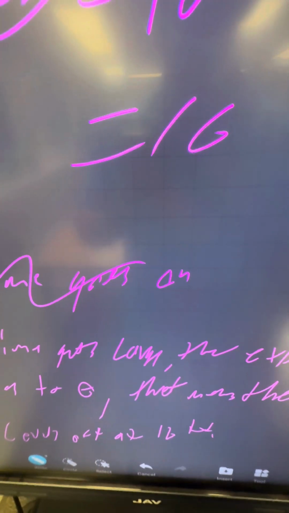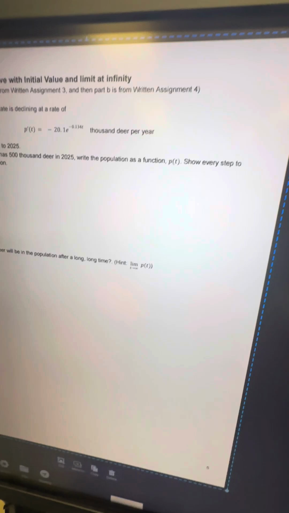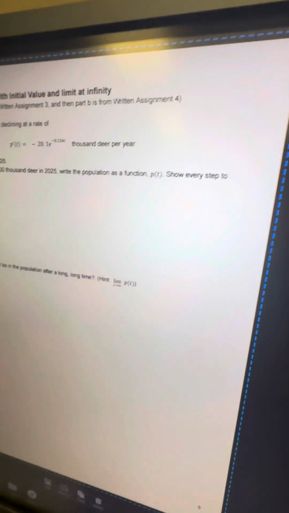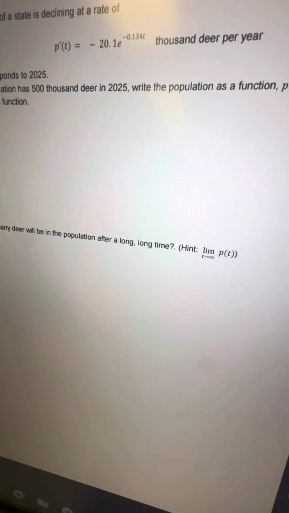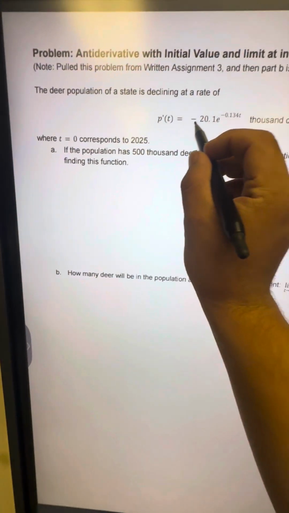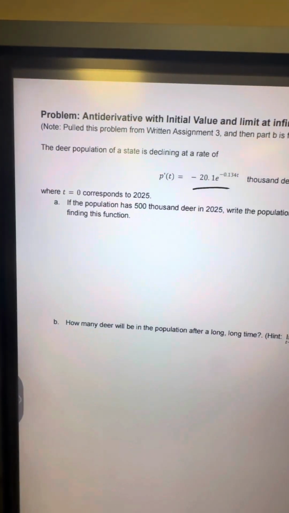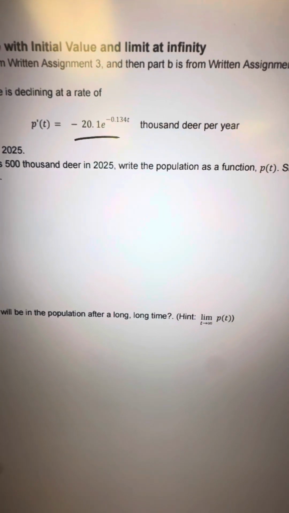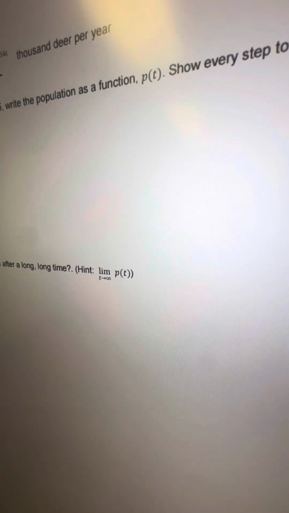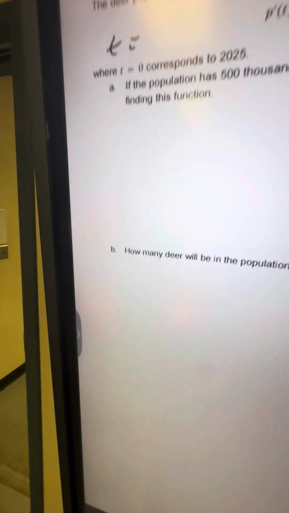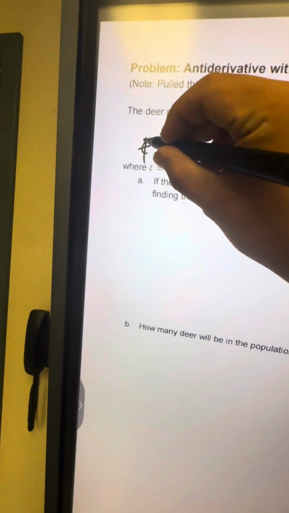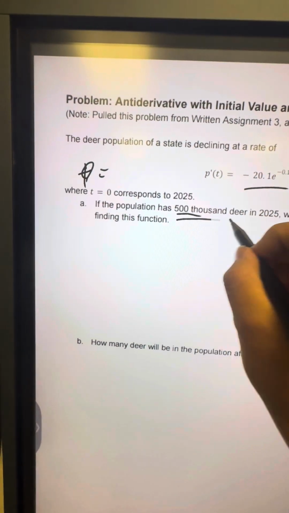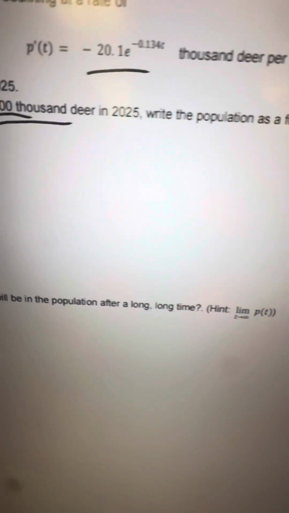Now I'm gonna cut the video and go to the corrected page. All right, it's pretty much another integrating problem. So we have given this, and we also have that P at 0 is equal to 500,000. So let's put 500. And now it's time to integrate.